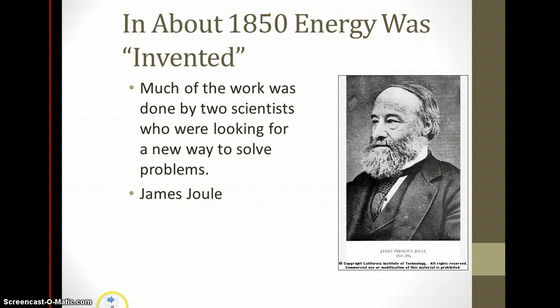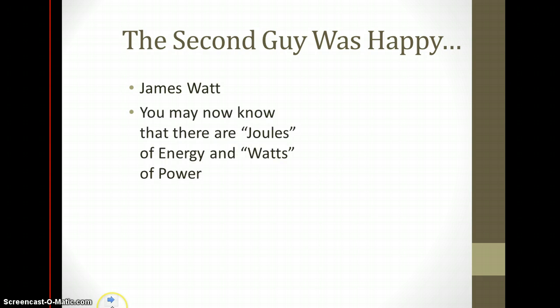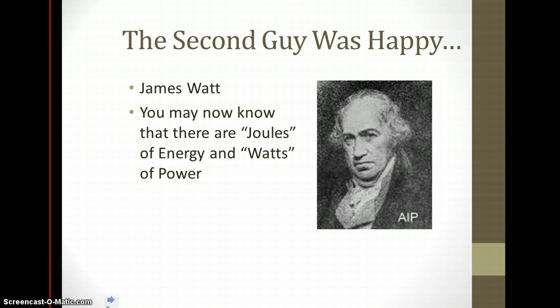This is James Joule, and we're going to see that he is one of the guys whose names is used for our units. The second guy is what I consider pretty happy. He was James Watt. His picture, we'll see in a second, does not show a very happy face. Joules are our unit for energy because of James Joule, and watts are going to be the unit that we use for power.